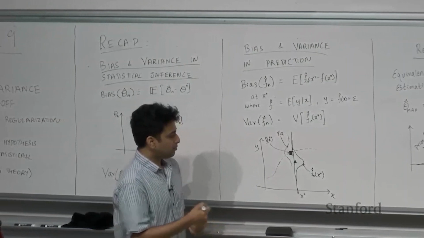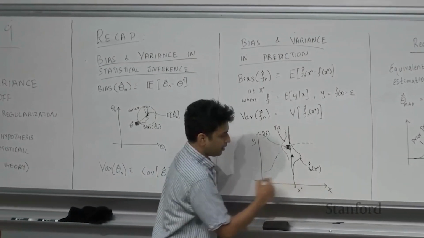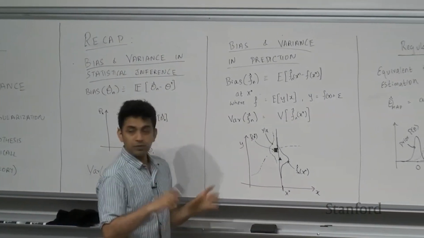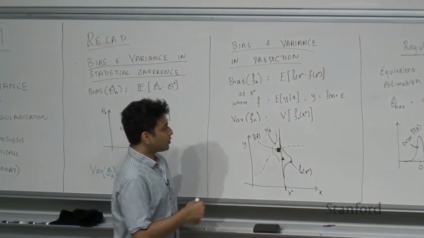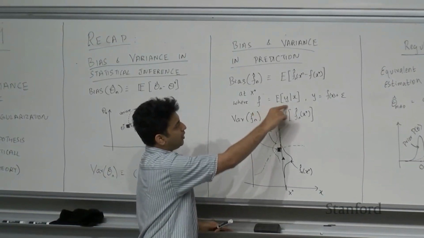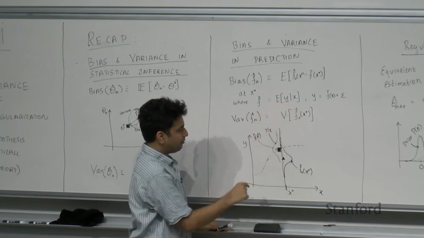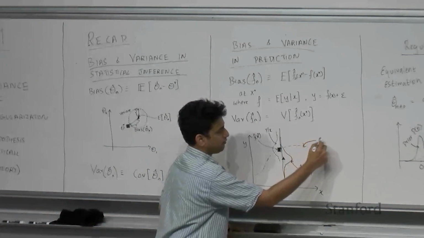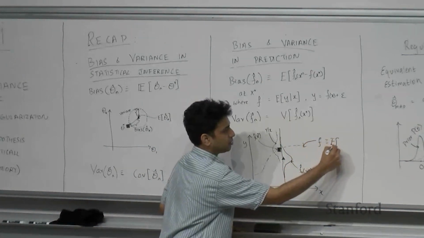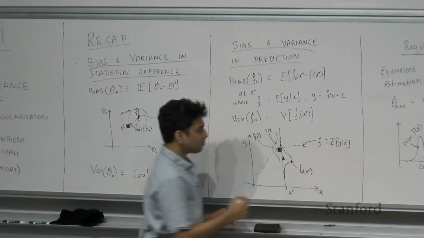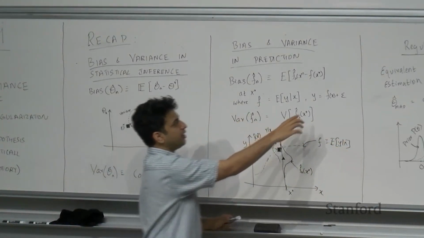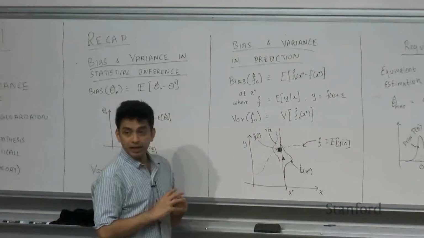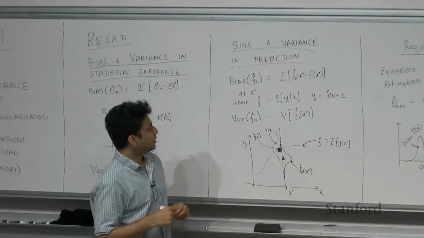Similarly, let this be x and this be y, and we get samples x, y from the data generating distribution. Suppose the true relation between x and y, defined as f equals the expectation of y given x, is this dotted line. Because of this definition, we get y equals f of x plus epsilon, where epsilon is some zero mean noise.